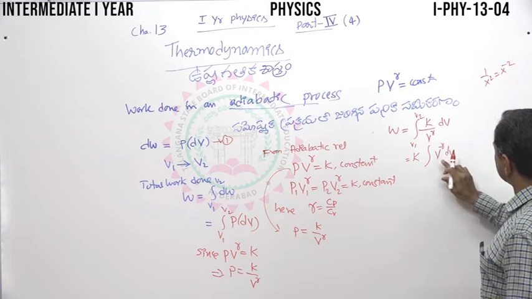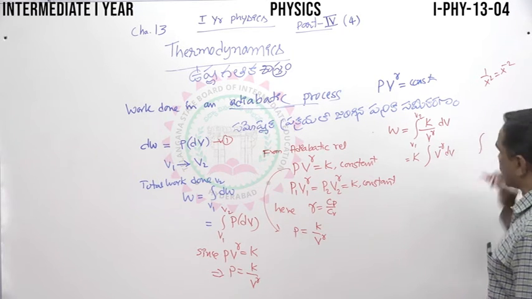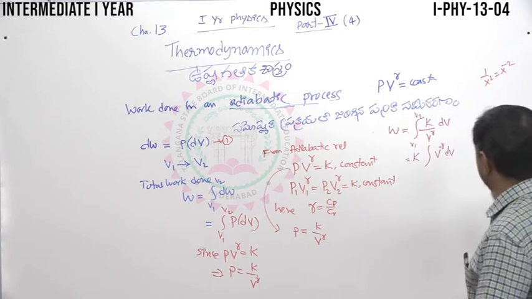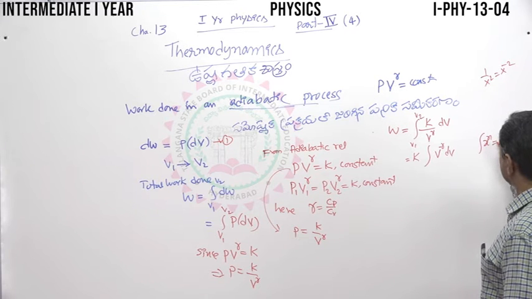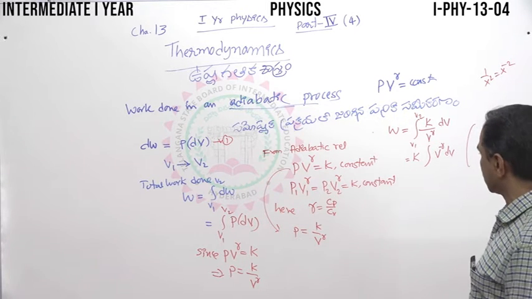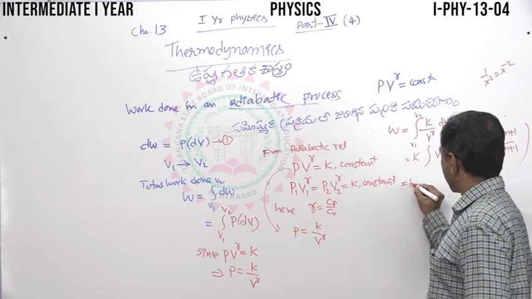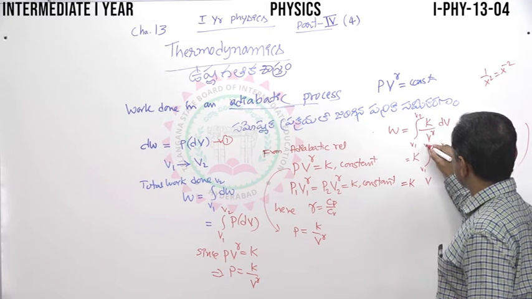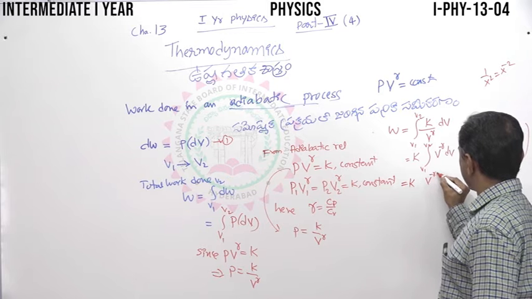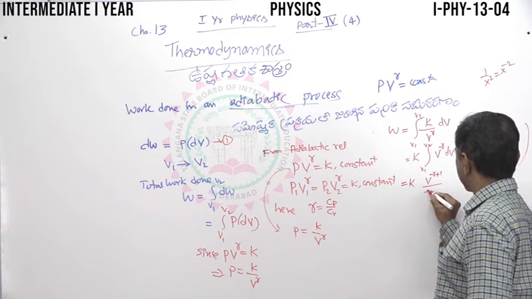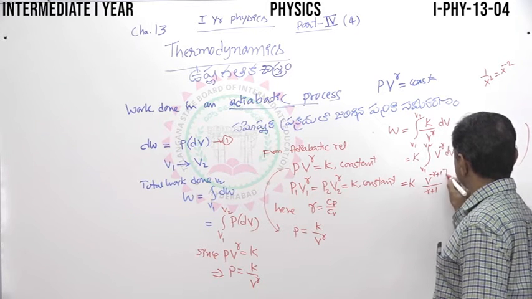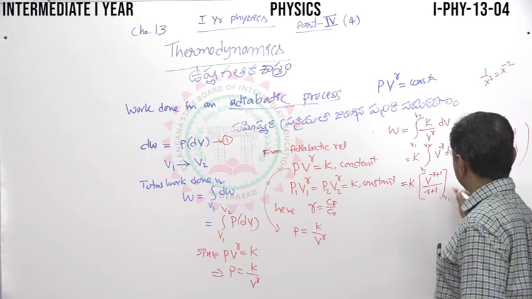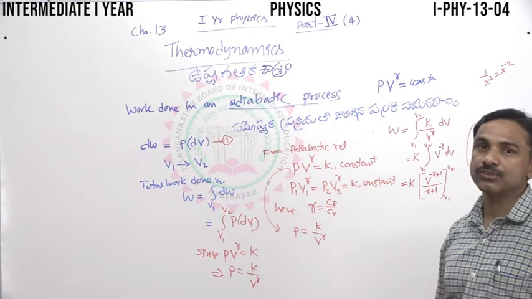As we already know, the standard integration formula, like the a plus b and a minus b whole square formulas: the integral of x power of n is x power of n plus 1 divided by n plus 1. You are familiar with this formula, we already discussed it. So the work done in an adiabatic process is K times V power of minus gamma plus 1 divided by minus gamma plus 1, between the lower limit V1 and upper limit V2.